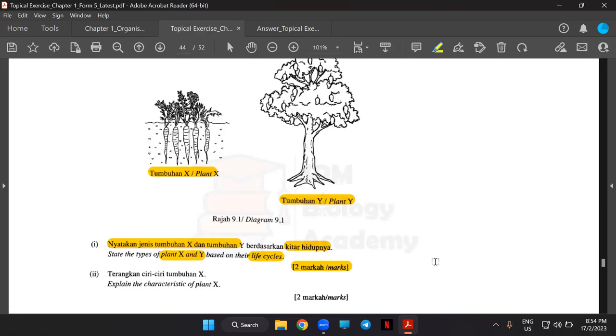Jadi jawapan kita ialah, kamu tulis tumbuhan X, biennial plant. Tumbuhan Y, perennial plant, tumbuhan saka. Tumbuhan X, tumbuhan dwi musim. Tumbuhan Y, tumbuhan saka. Plant X, biennial plant. Plant Y, perennial plant. Very simple. Dapat 2 markah.